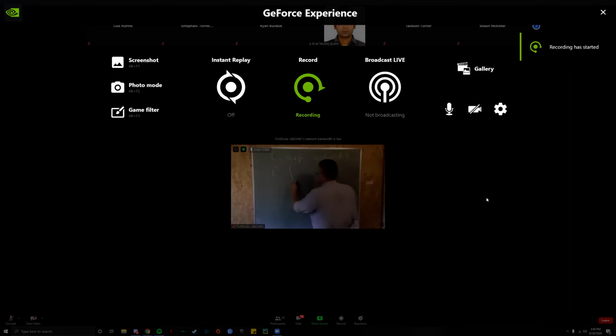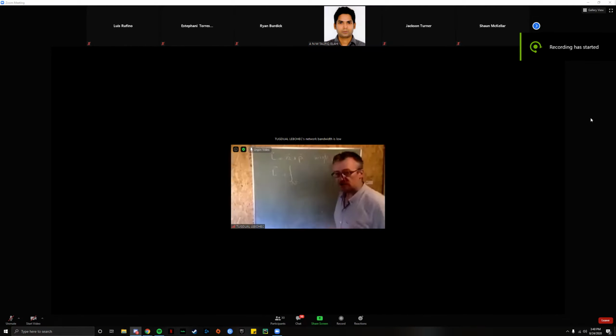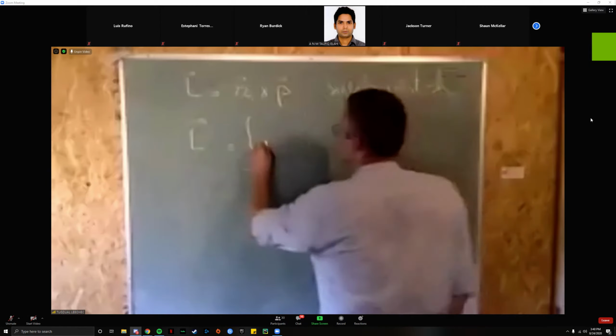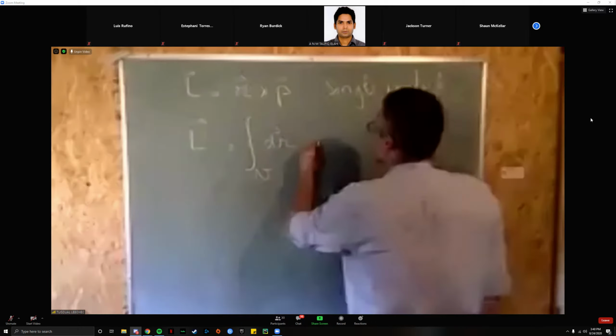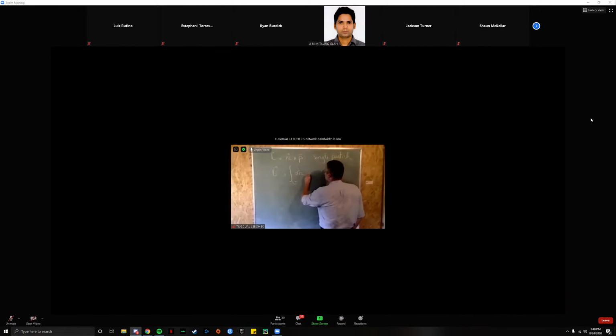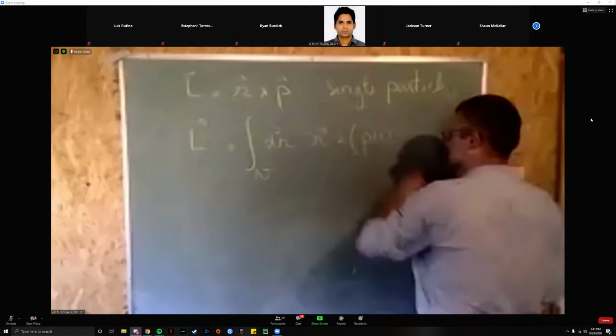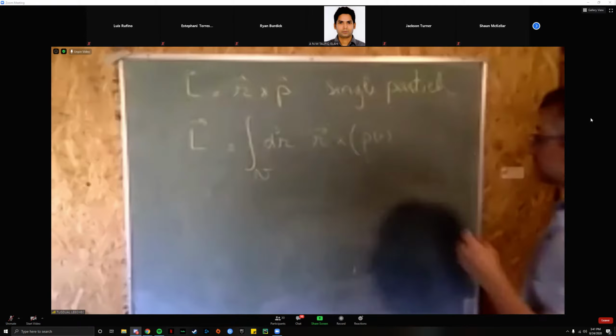would be running over the volume of space that you're considering. So there is an element of volume, maybe a d^3r, and you would be integrating the cross product of r, the position that you are considering when given in the integration, times the cross product with rho. So rho is a function of position.